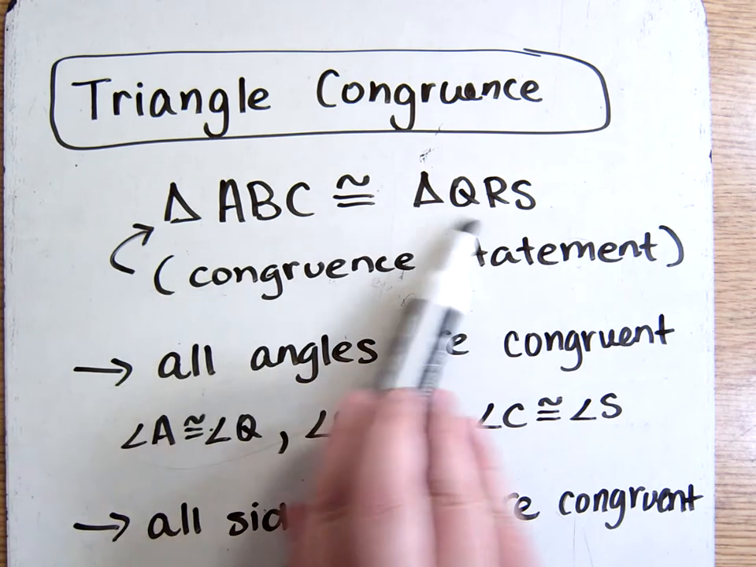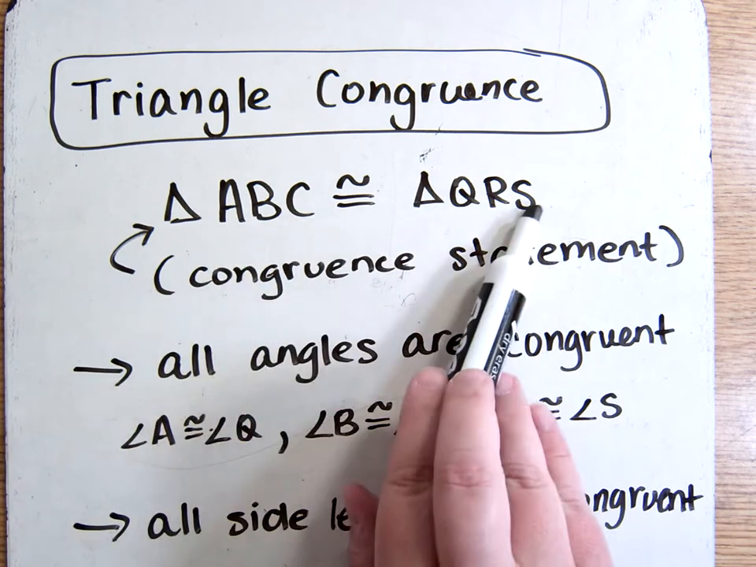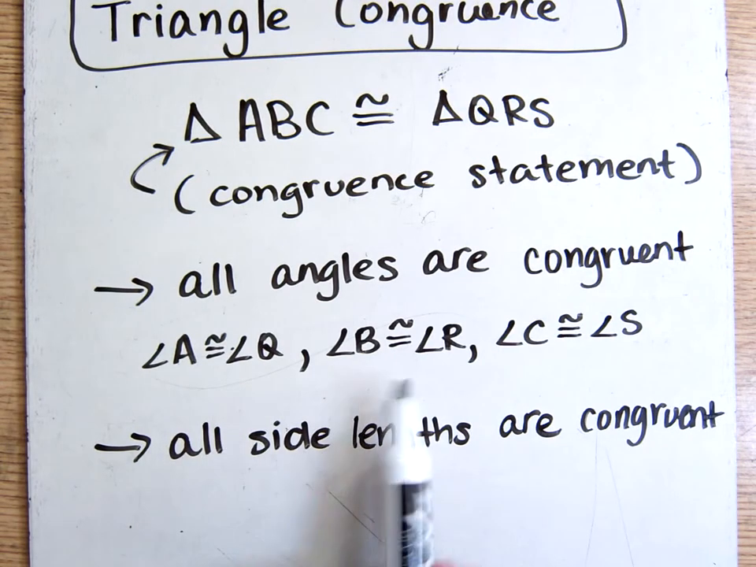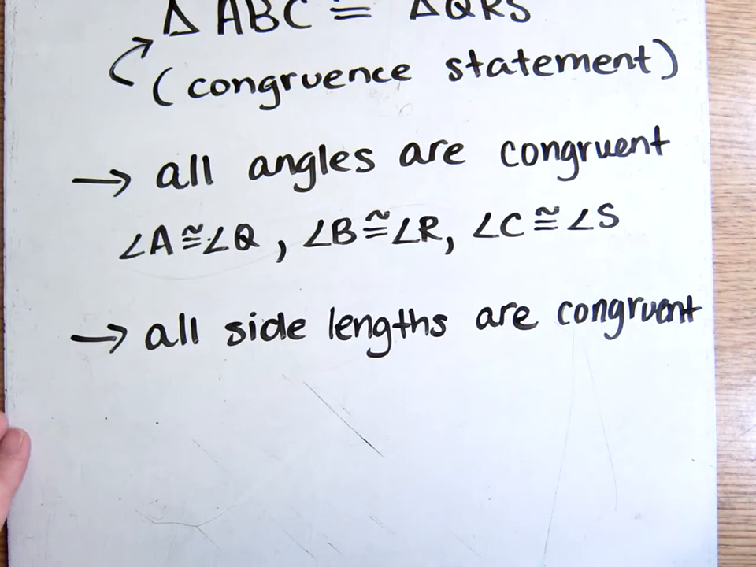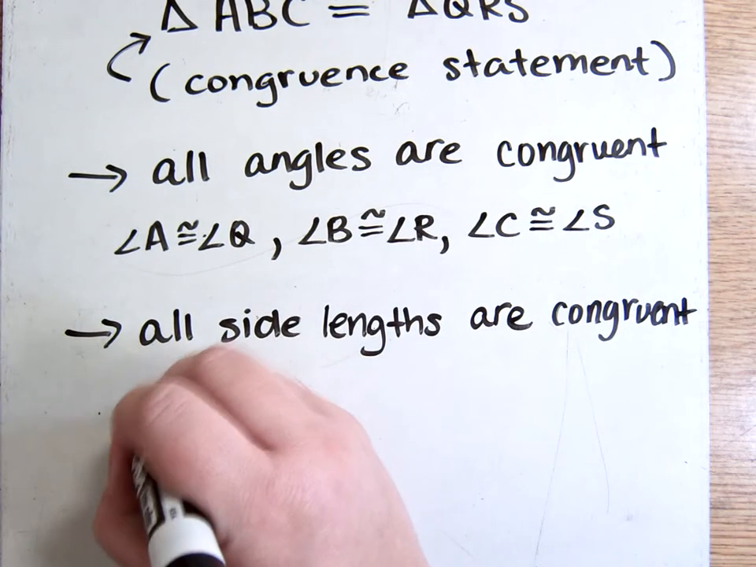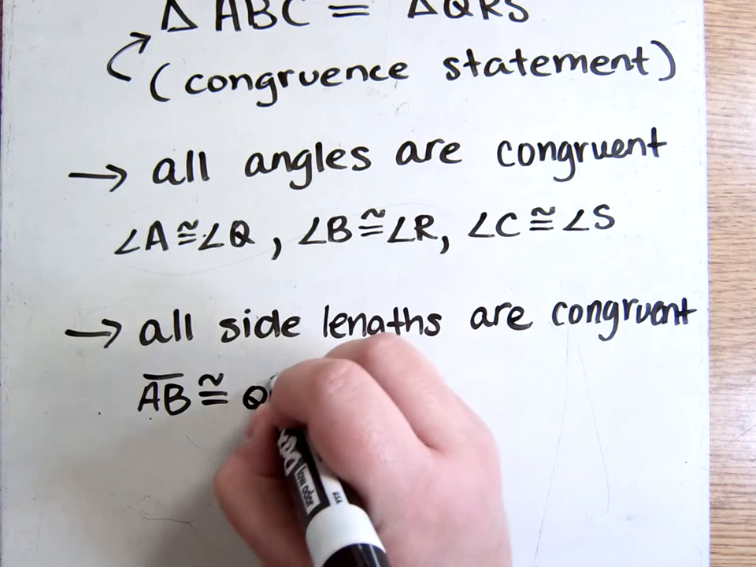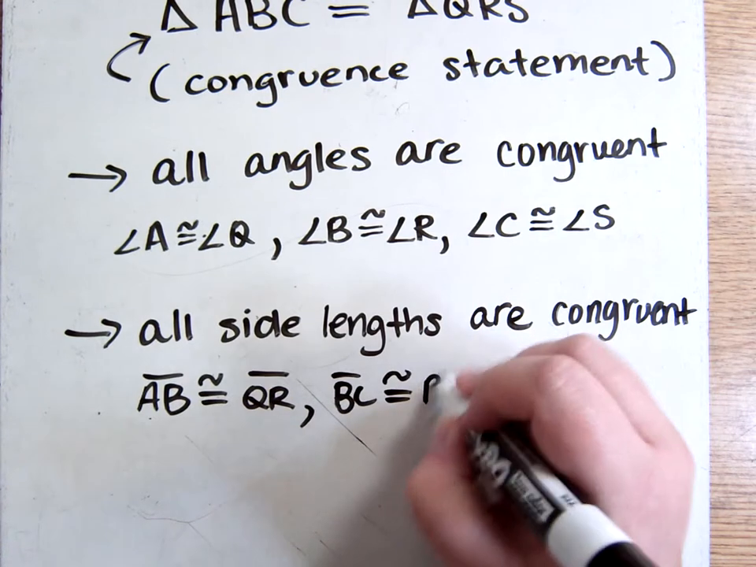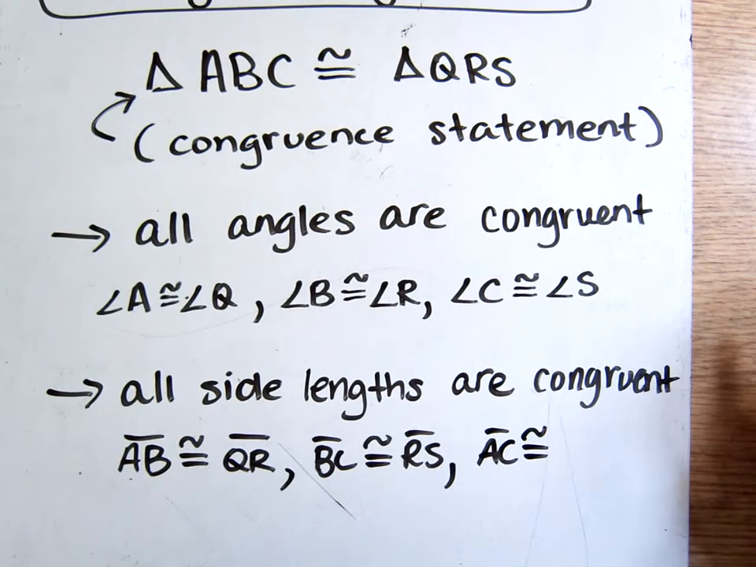And of course, the order matters in the congruent statement. So the first letter, these two angles correspond to one another. Third letter, C and S correspond to each other. So that's how I know that angle A is congruent to angle Q, angle B is congruent to angle R, and angle C is congruent to angle S. Likewise, the side lengths are all congruent, and by all, I mean the corresponding side lengths are all congruent. So side AB is congruent to side QR. Side BC is congruent to side RS, and side AC is congruent to QS.